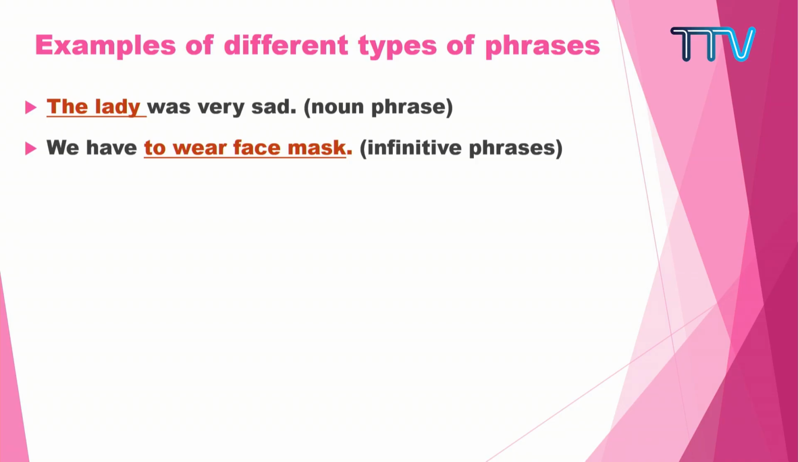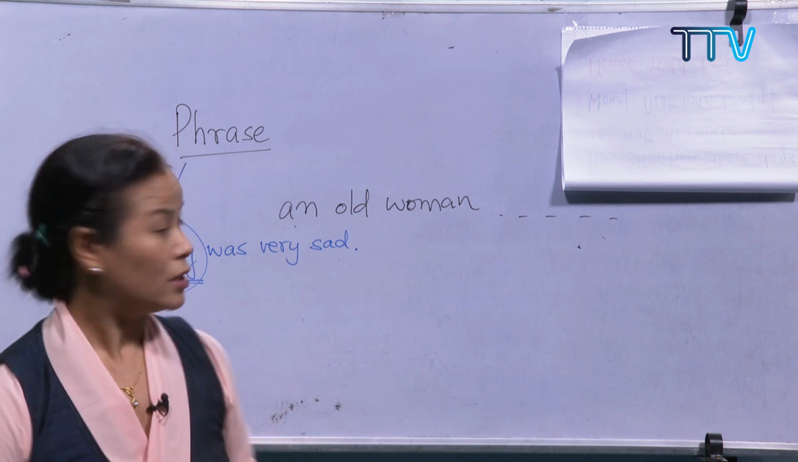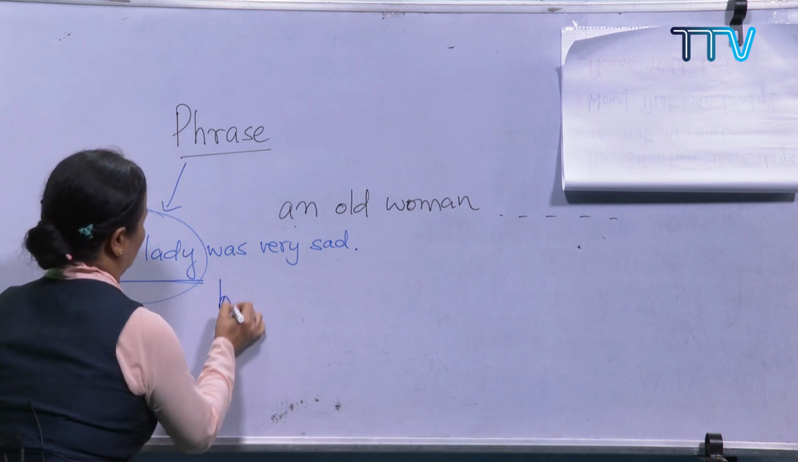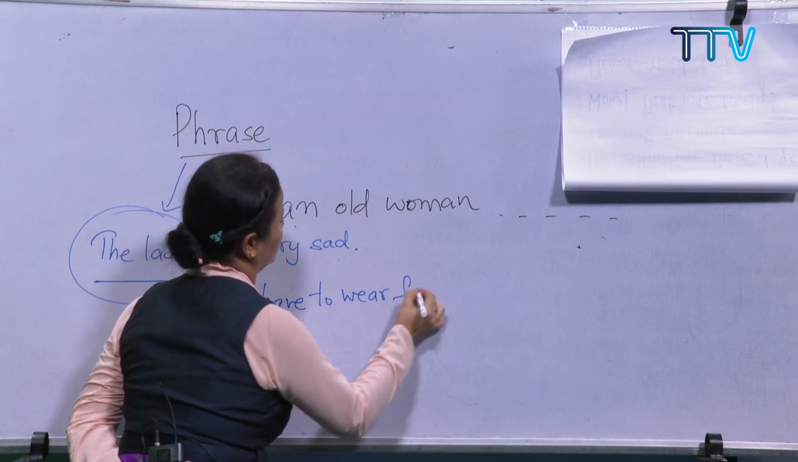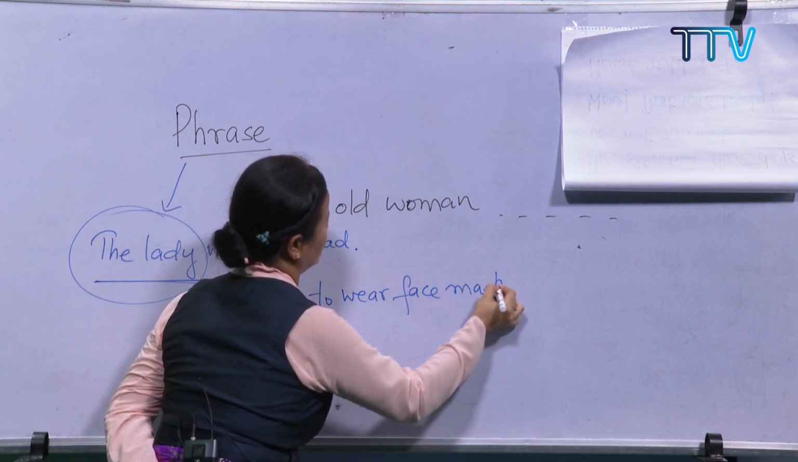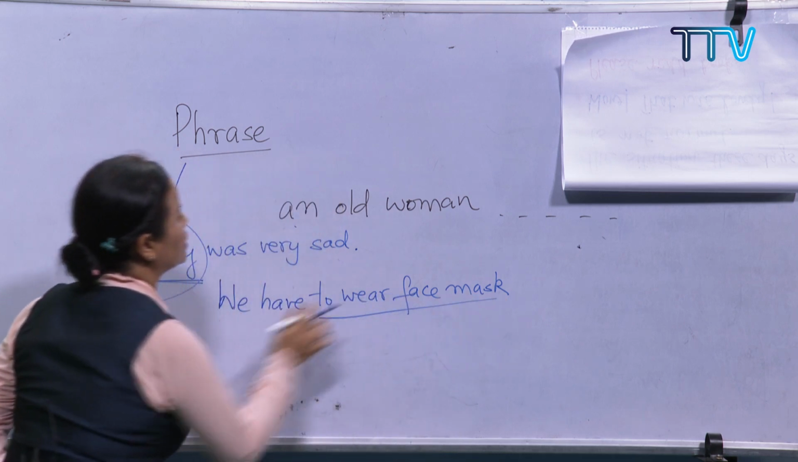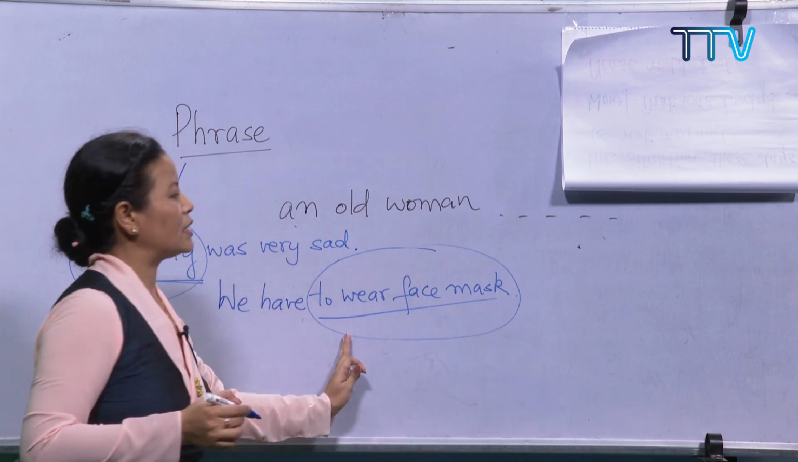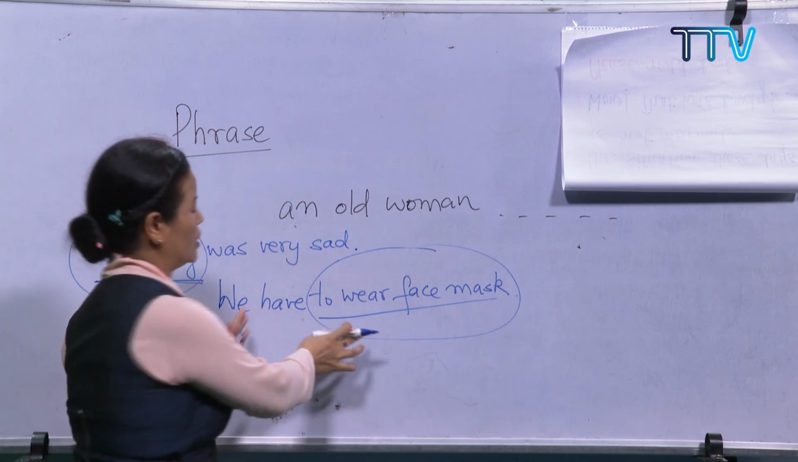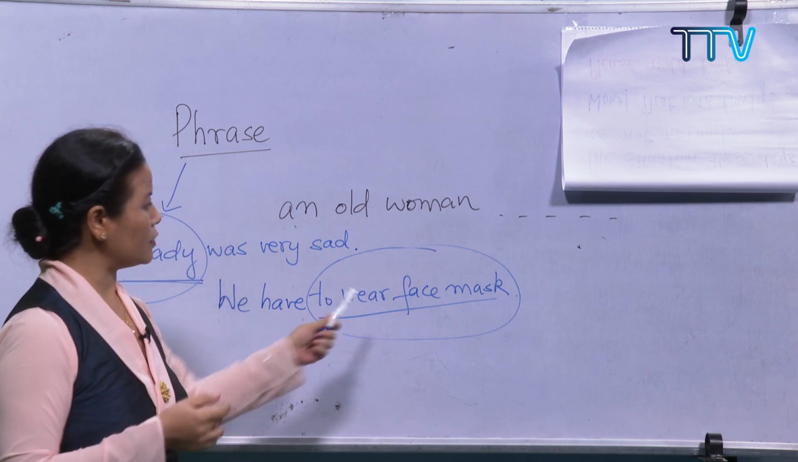We have to wear face mask. This is an infinitive phrase, because to wear face mask, infinitive is to do something, to do. So we have to wear face mask. To wear, this one suggests this is infinitive. This is a part of the sentence but not a complete sentence, right? So this is a phrase. An example of an infinitive phrase.